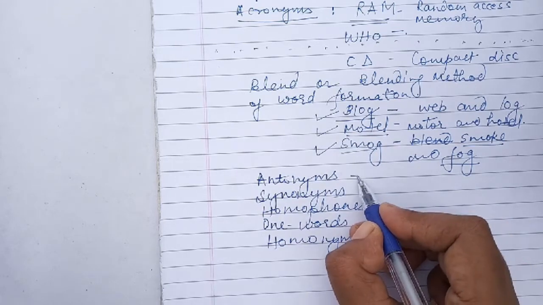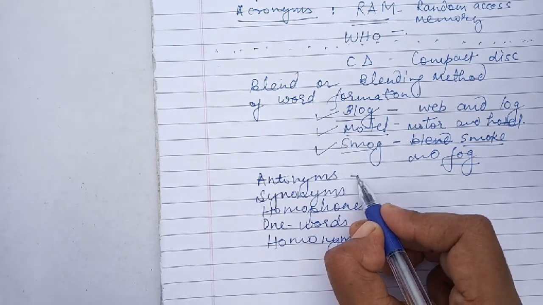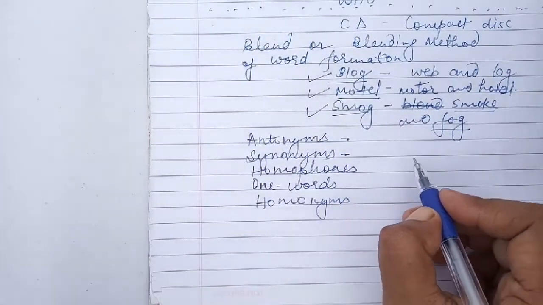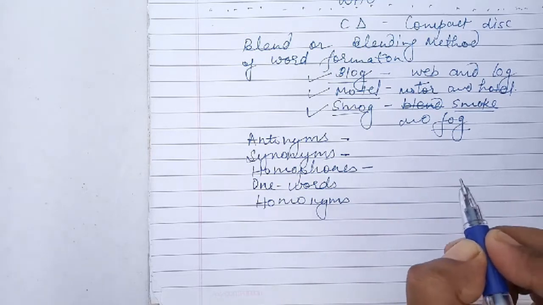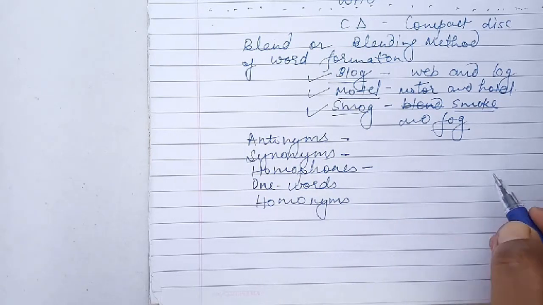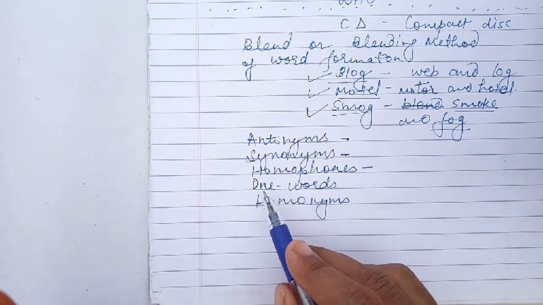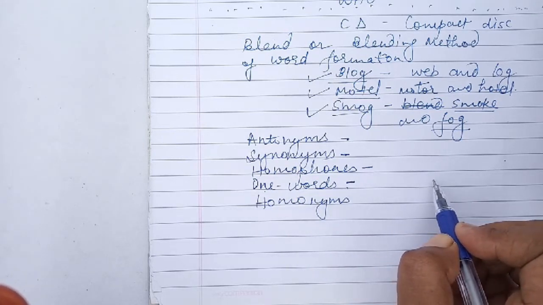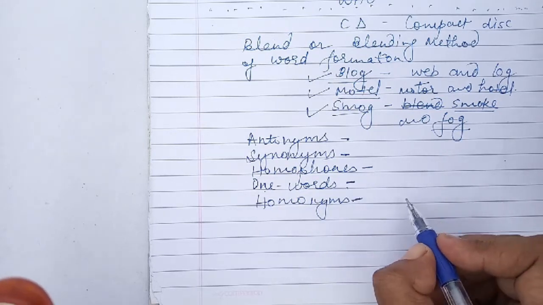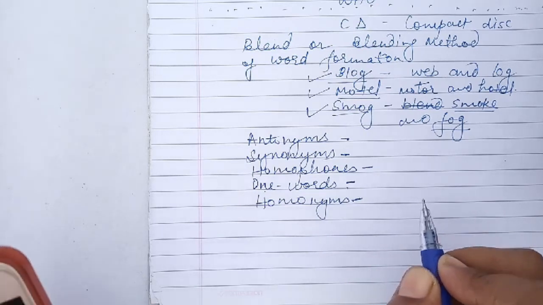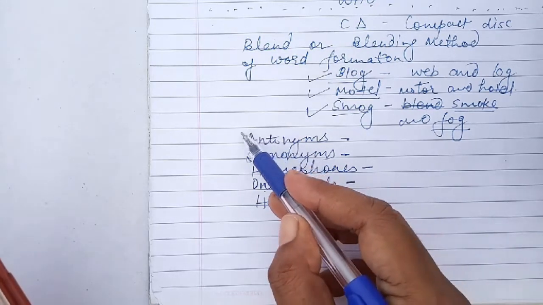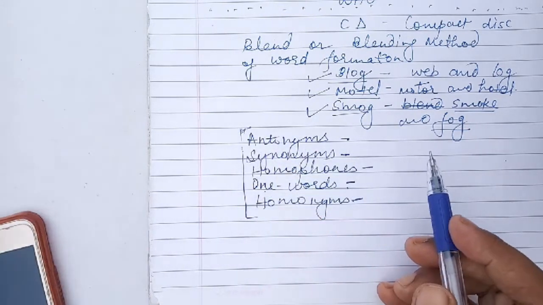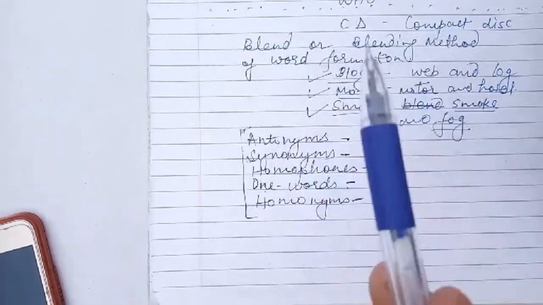Antonyms means two words which give opposite meaning from one another. Synonyms means the words in variety which give the similar meaning. Homophones, two similar sounding words having different spelling and different meanings. One words, when we use a single word in the place of a group of words. Homonyms, one spelling having two meanings. So these forms of words can also enhance your vocabulary. You can learn new words besides these methods of word formation.